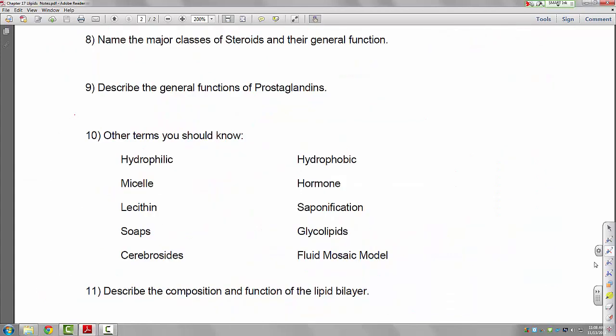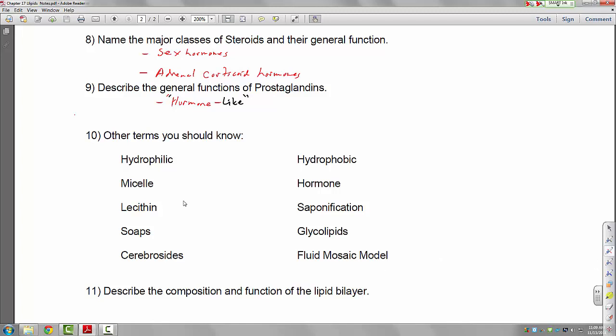Okay, name the major classes of steroids and their general function. We kind of just talked about that, so I'm not going to bother with that, but I just mentioned, I won't go through their functions, but we have the sex hormones and the adrenal corticoid hormones. Describe the general function of prostaglandins. I already talked about that. They're hormone-like, but they do not come from a specific gland, so they're not true hormones.